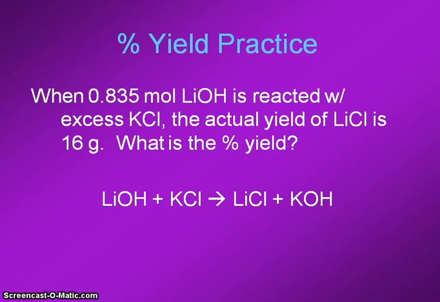So here's an example of one of those calculations. When 0.835 moles of lithium hydroxide is reacted with excess potassium chloride, so we don't have to worry about finding the limiting, we're already told that this one is. The actual yield of lithium chloride is then 16 grams. What is the percent yield?